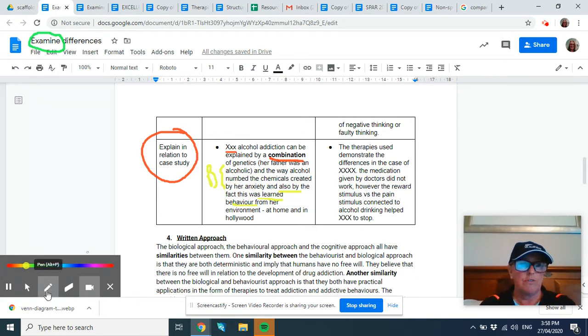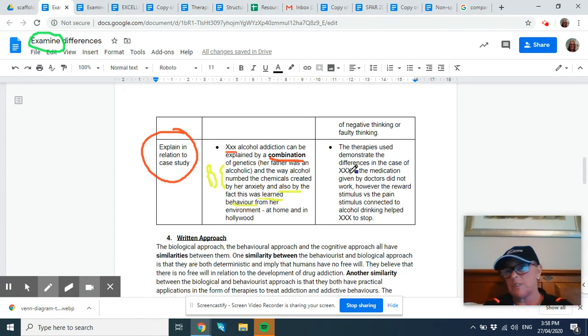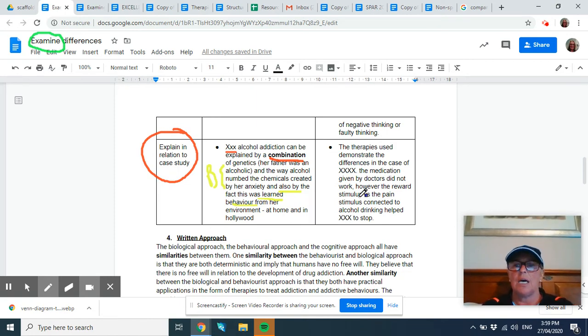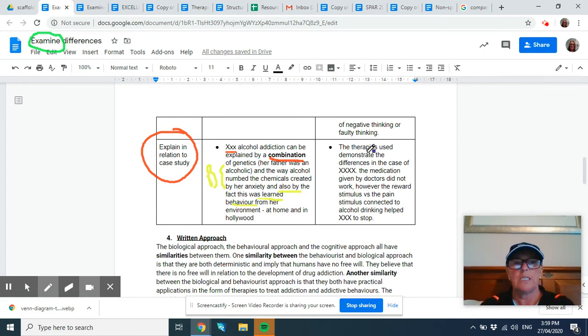Then you're going to do the differences as well. So the therapies used demonstrate the differences in the case of, and I'm just making this up, like Drew Barrymore or Jack Kerouac or anyone you've used. The medication given by doctors did not work. However, the reward stimulus versus the pain stimulus connected to alcohol drinking helped so-and-so to stop. So how could you explain her history or his history in relationship to the similarities and differences that you've made?